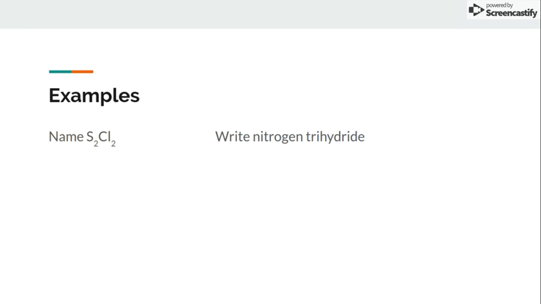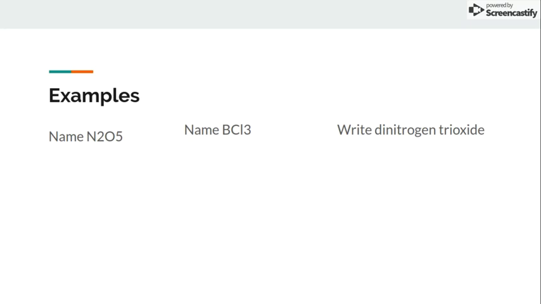For example, name S2Cl2, it would be disulfur dichloride because there's 2 of them, so you use the di prefix. Write nitrogen trihydride, it would be NH3 because the nitrogen just stays the same, and then since there's 3 hydrogens, you add the tri prefix to hydrogen.